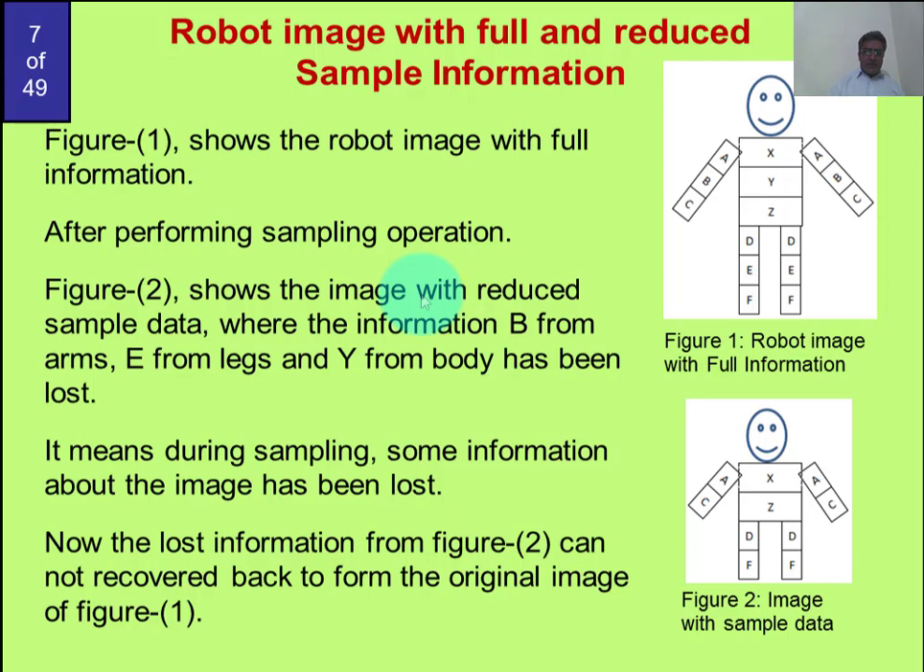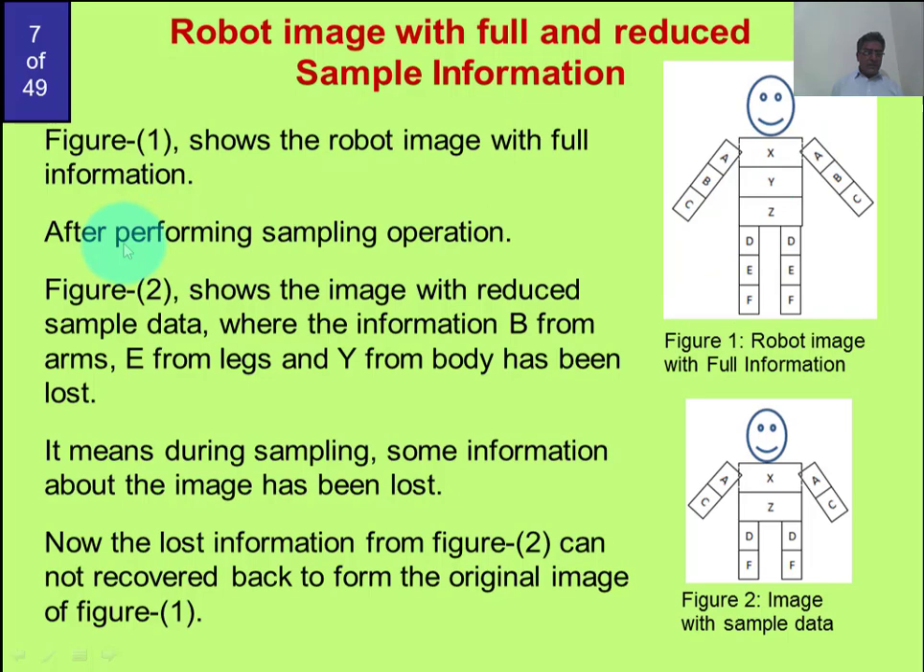You may also see here the effect of sampling. What effect does sampling have on the original image? Robot image with full and reduced sample information. It has full information, while it has reduced information. Figure 1 shows the robot image with full information. This is figure 1. This shows the full information.